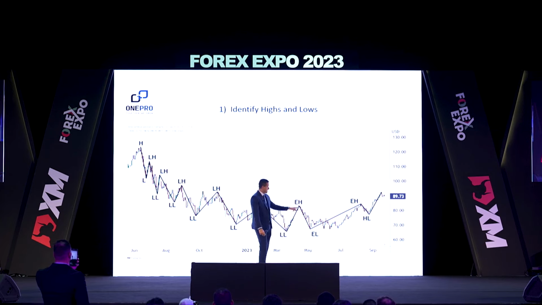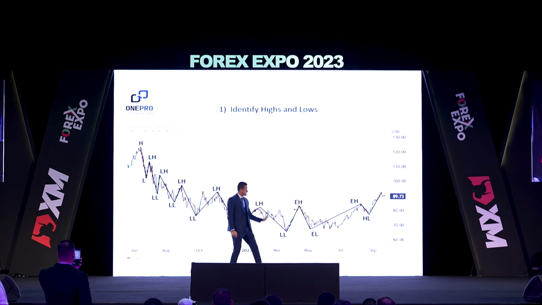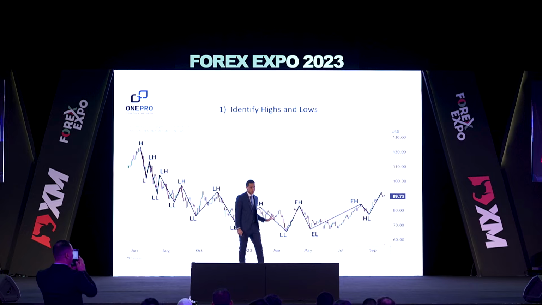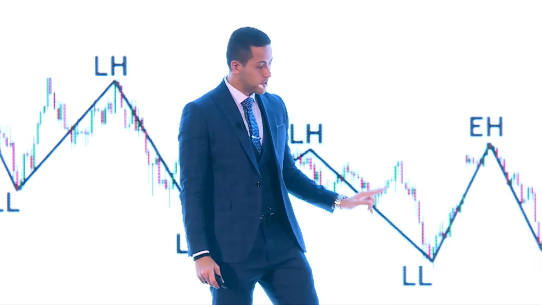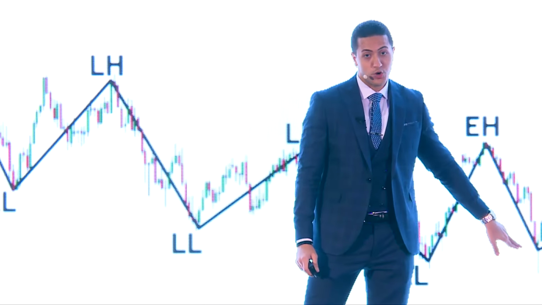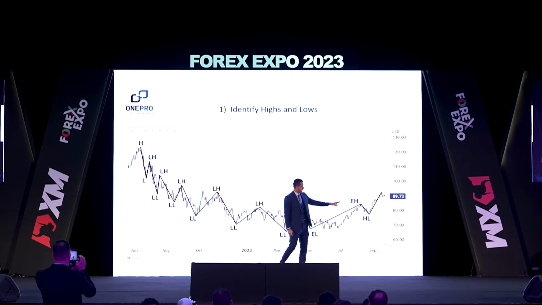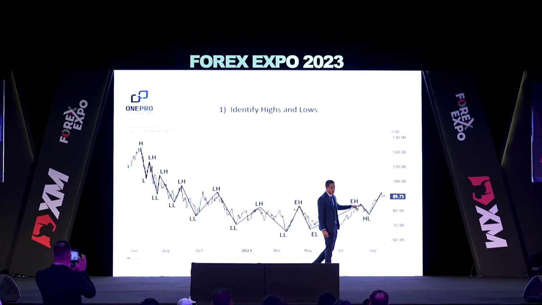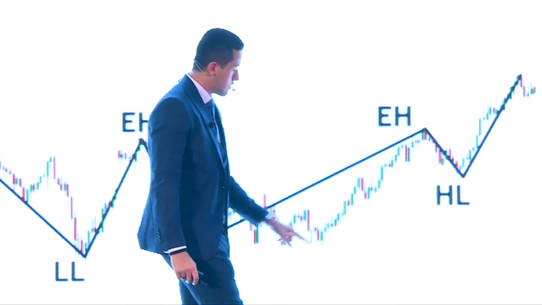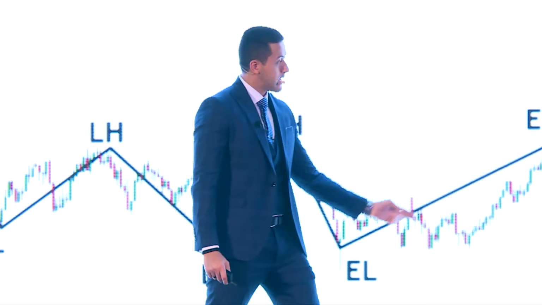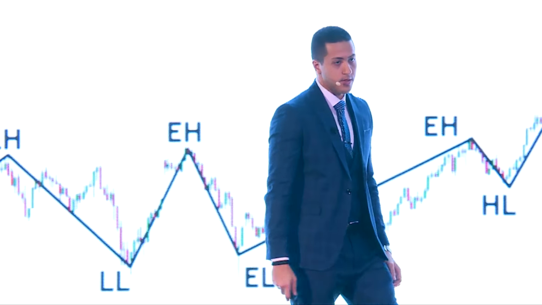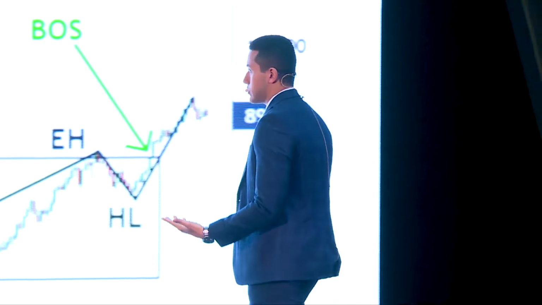What happened here is that we had a new equal high. That's the beginning of a sideways range. After that, you can see an equal low, because it's already sideways. Another equal high, another higher low, and the break of structure happened. This is exactly what I'm talking about.